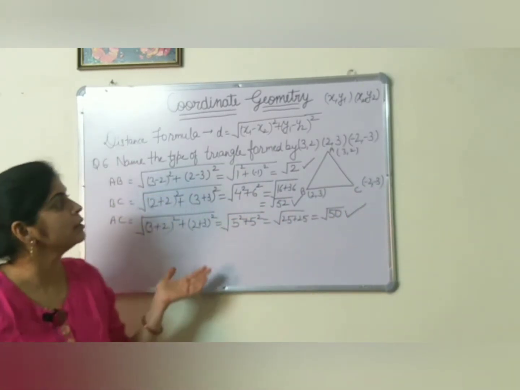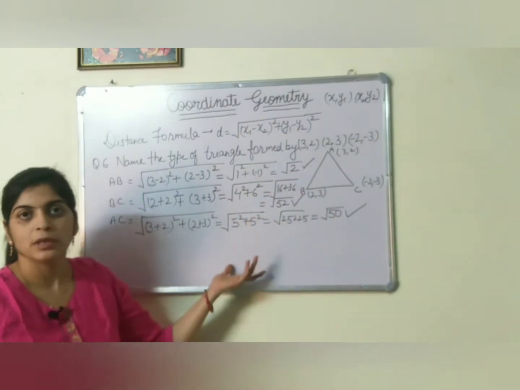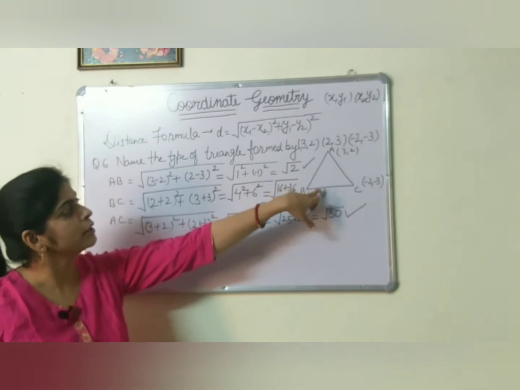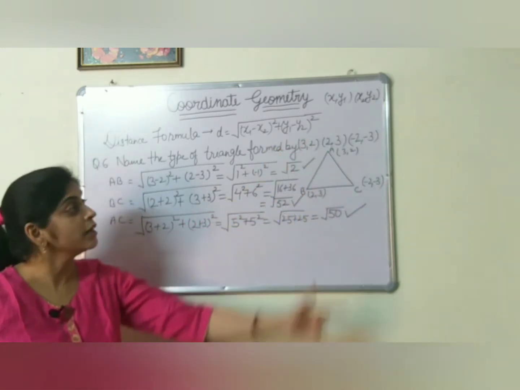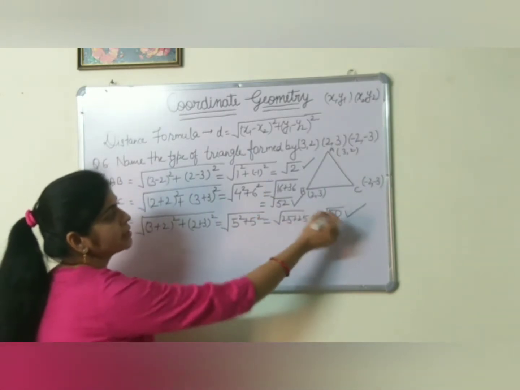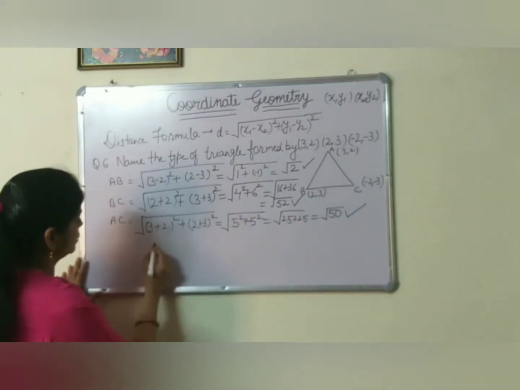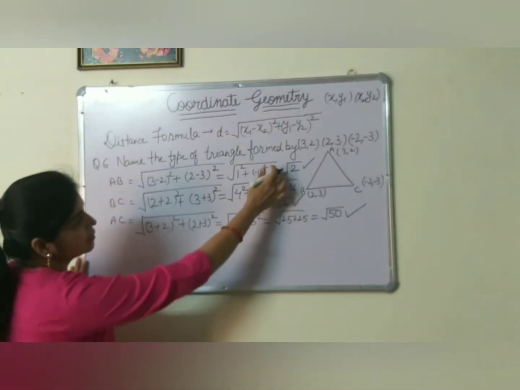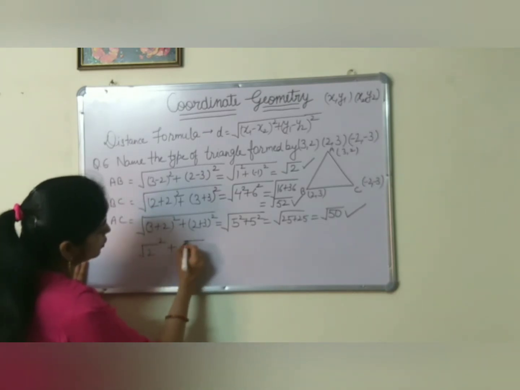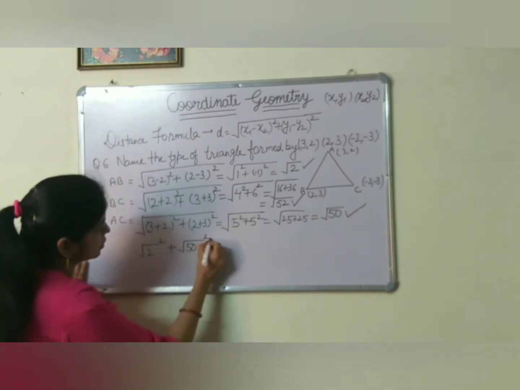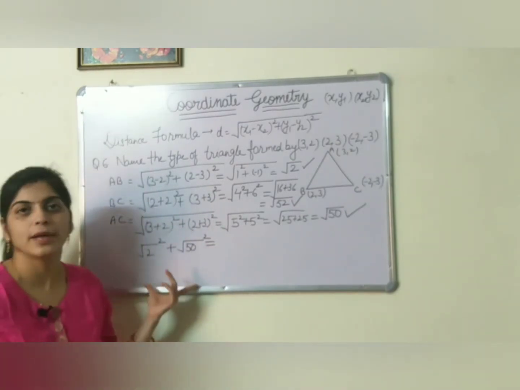So we can see here that all the 3 sides are not equal. So we cannot say that it is an equilateral triangle or an isosceles triangle and it is a scalene, because all the 3 sides are different. And we have to check one another thing also, that if the square of 2 sides is equal to the square of the third side, it will be right angle triangle.